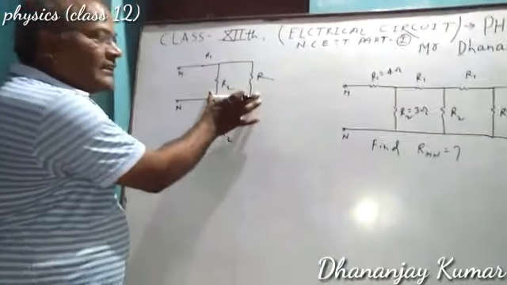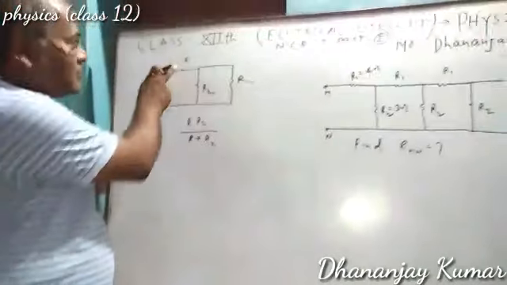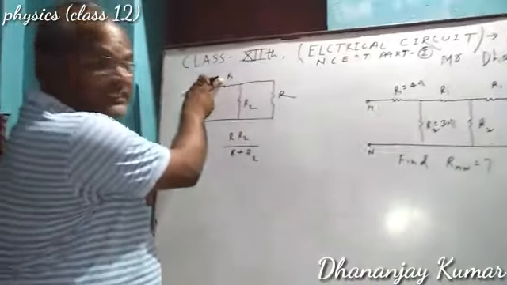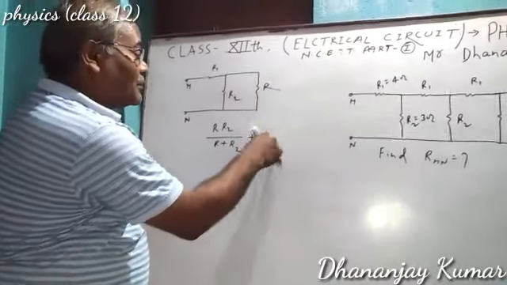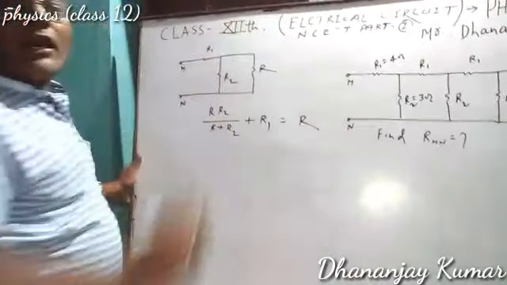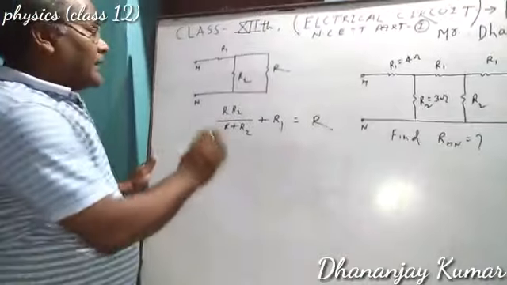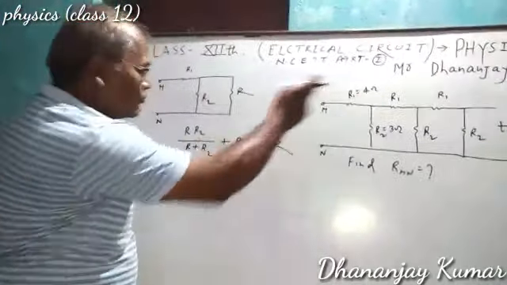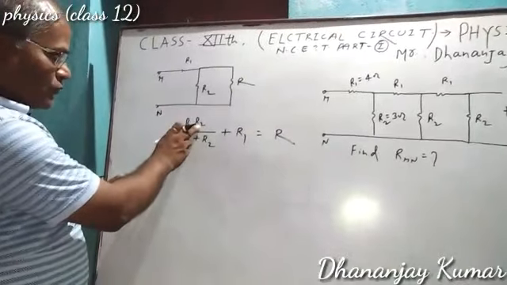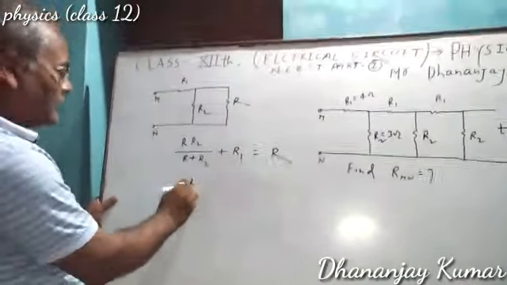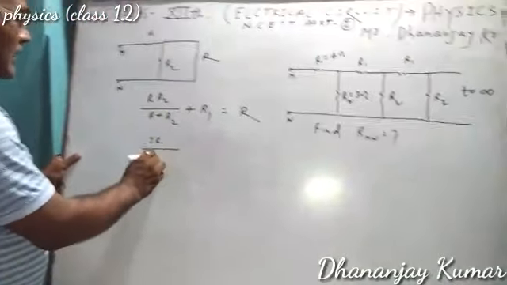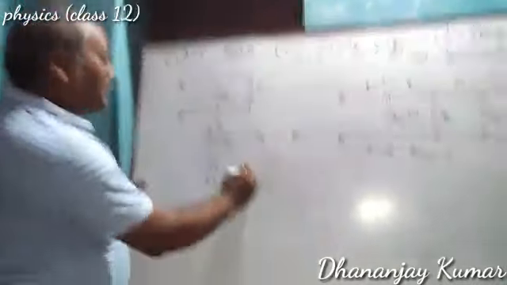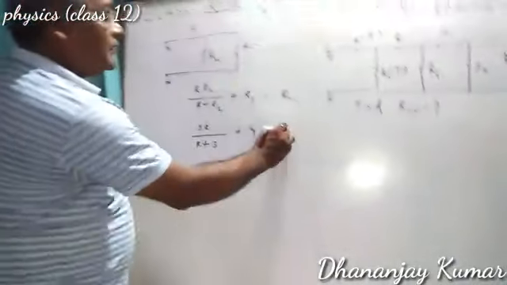And the equivalent resistance of these two, which are connected in series, will be this plus R1, and it will be equal to R. And now putting the values according to the given data, R1 is 4 ohm and R2 is 3 ohm, so 3 into R divided by R plus 3, plus R1 which is 4, will be equal to R.